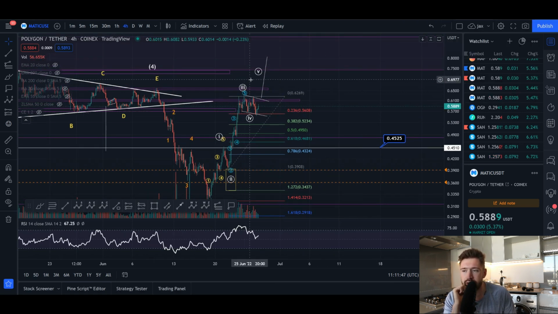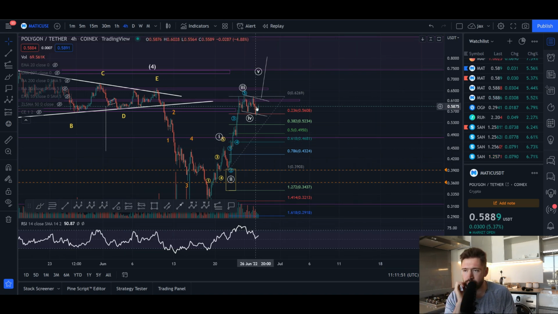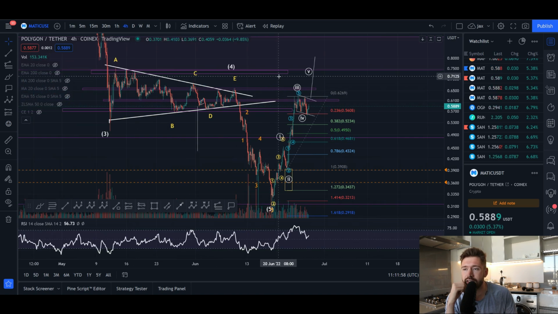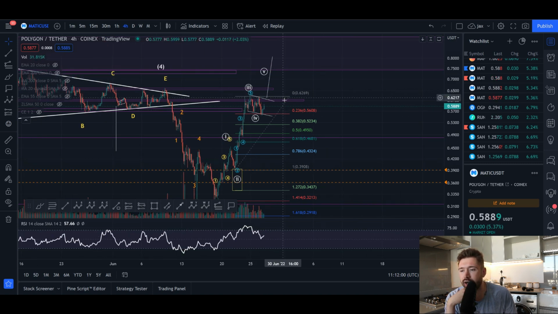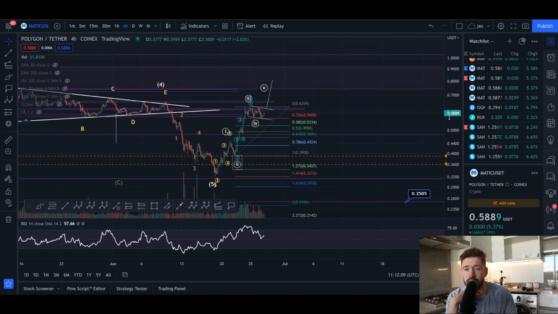But if you see us start to break above this bull flag, I'm just going to take this out so it's not distracting. If you see us break above this bullish flag, we backtest it as support. That's when you can see that nice breakout to complete that 5-wave move to the upside. And once we complete that 5-wave move, that's a large wave 1. All of this is a large wave 1. And then you'd be looking for a wave 2 pullback.